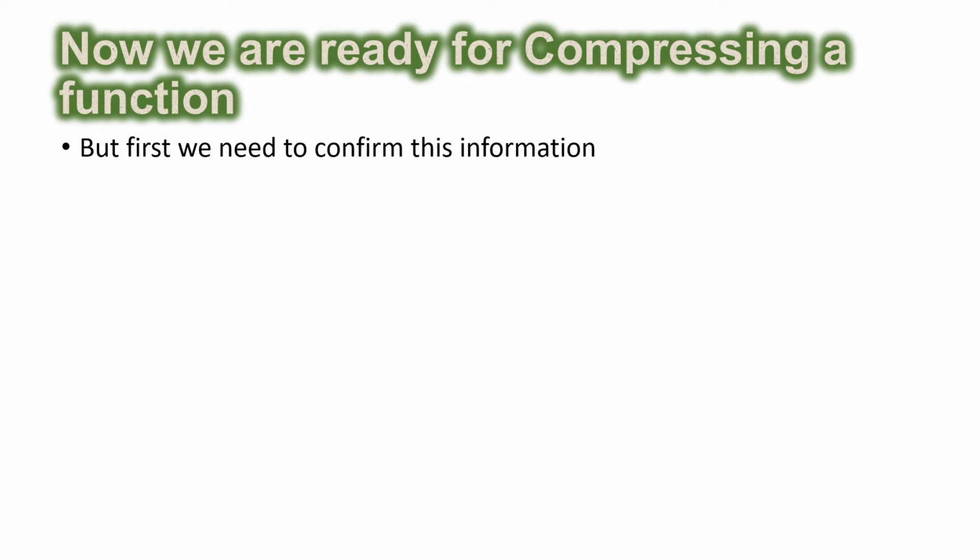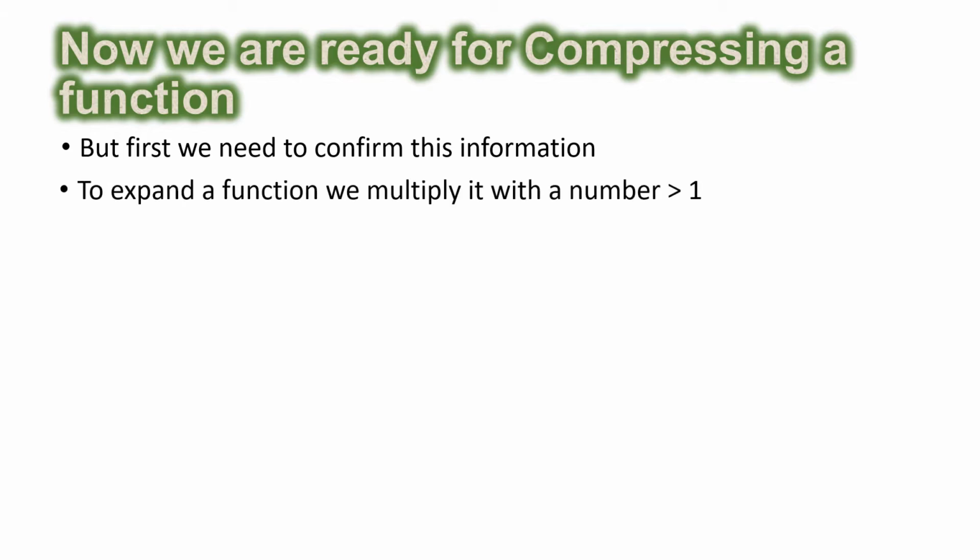Now we're ready for compressing a function. But first, we need to confirm this information. To expand a function, we'll multiply it with a number bigger than 1. Of course, f of x. As an example, 2 times 5 equals 10, a number higher than 2.